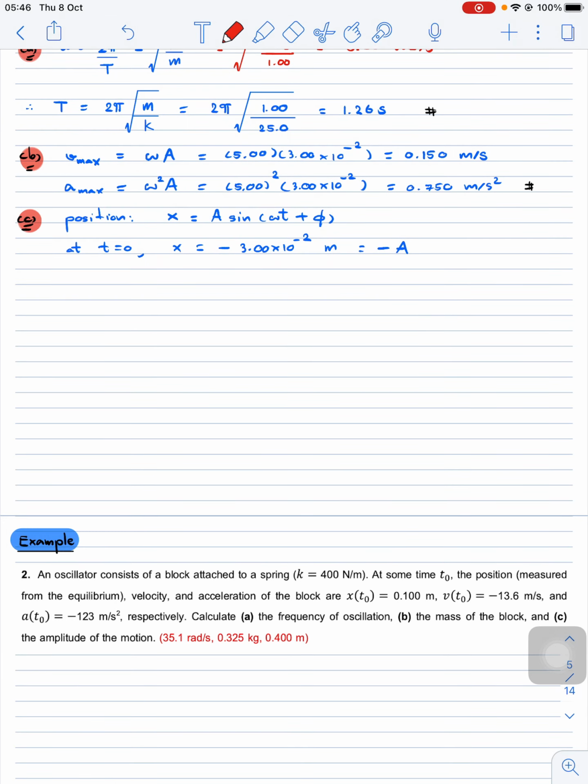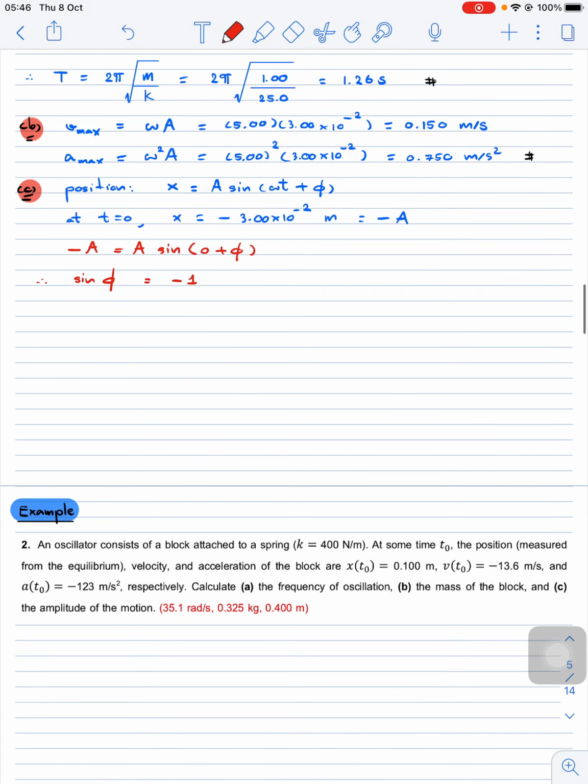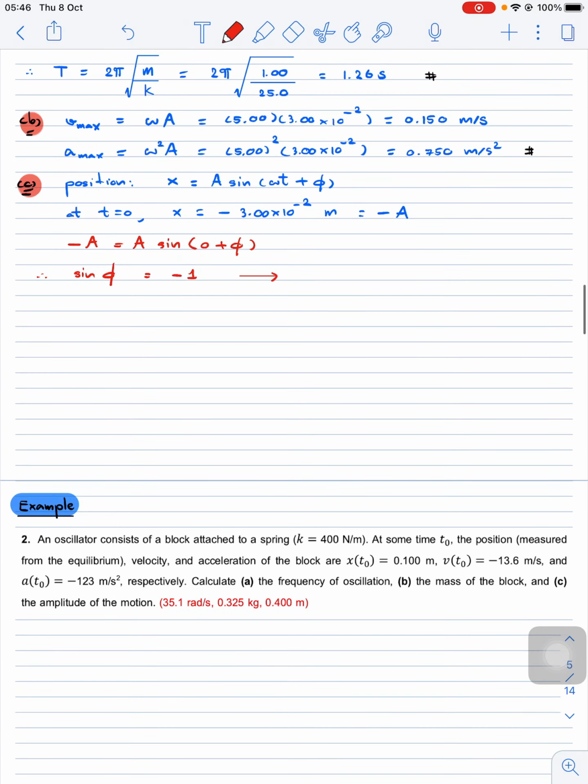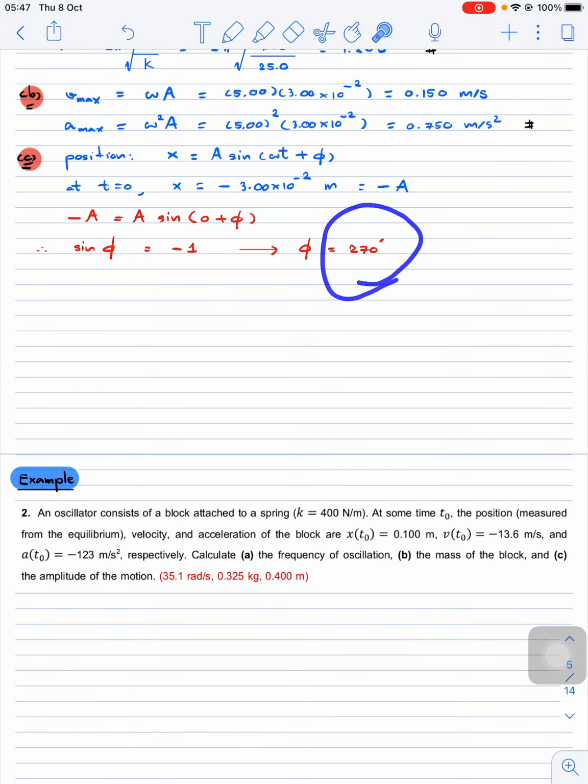So then we have negative A equal to A times the sine of omega times t, but t equals 0, so we have 0 here, and then plus phi. Okay, then we have that sine phi equals negative 1. So then what is phi? Sine phi equals negative 1, right? So it means that phi here must be equal to 270 degrees, right? So you can just use a calculator to check this number.